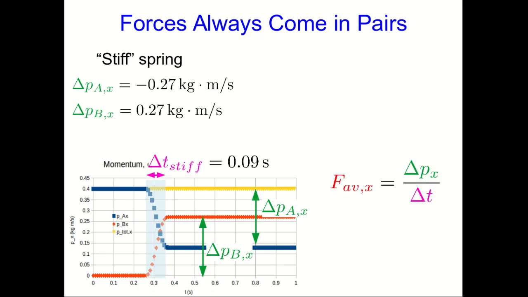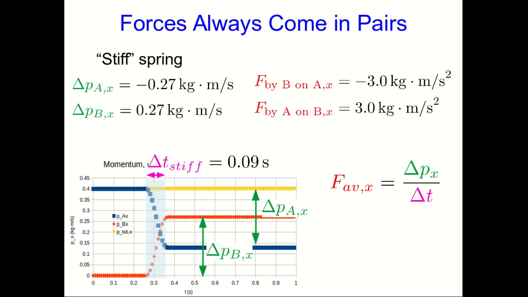And so again, using our definition of force as rate of change of momentum, we get the force by B on A as now -3 kilogram meters per second squared, and the force by A on B as 3 kilogram meters per second squared. So they're about 3 times what they were with the soft spring, and that's because the time for the collision was cut in about a third. And again, we see that the force that one object exerts on the other is equal in magnitude to its partner in this interaction, and that they act in opposite directions.